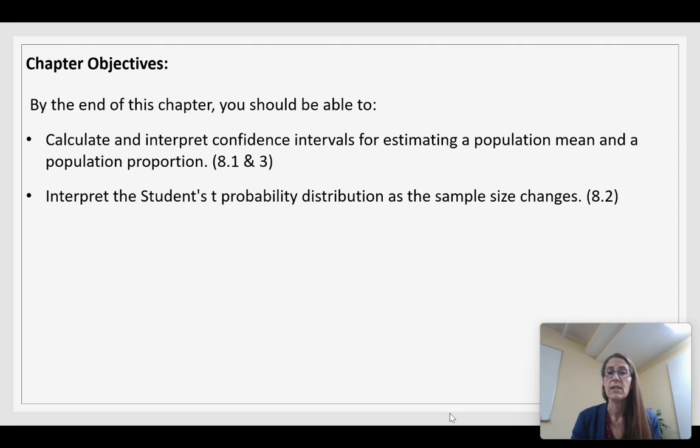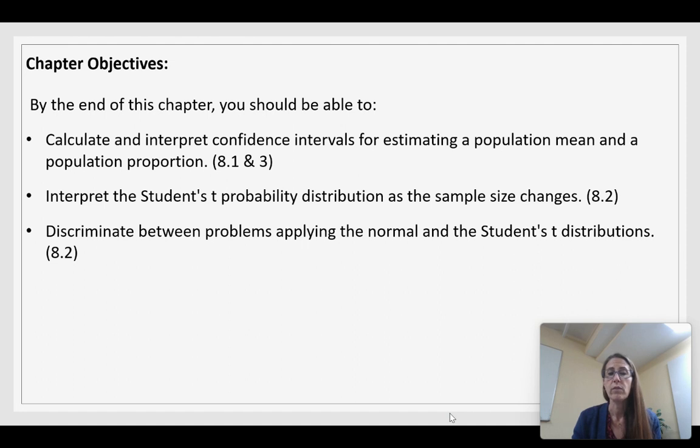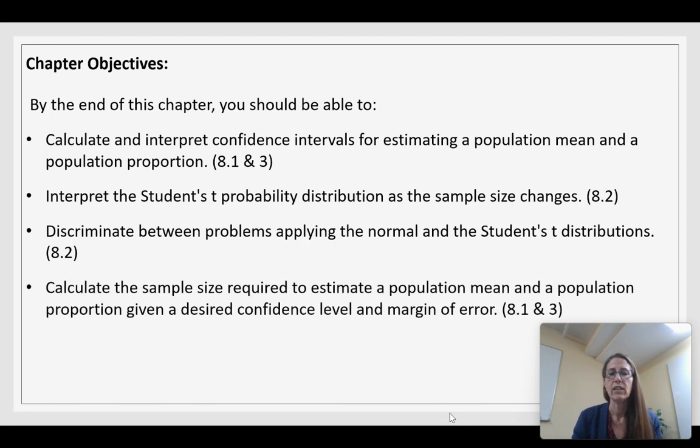Interpret the student's t probability distribution as the sample size changes. That'll be in 8.2. Discriminate between problems applying the normal and the student's t distributions, and that's 8.2. Calculate the sample size required to estimate a population mean and a population proportion given a desired confidence level and margin of error. So we're going to work on population means in this video for 8.1, and then population proportions will be in 8.3.